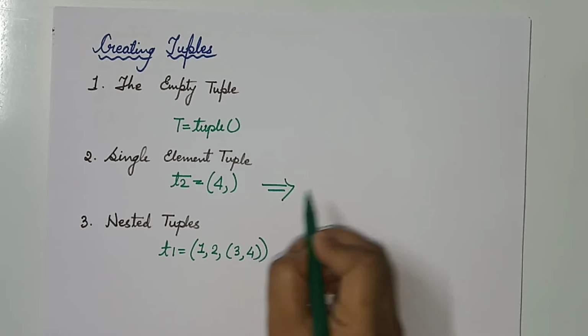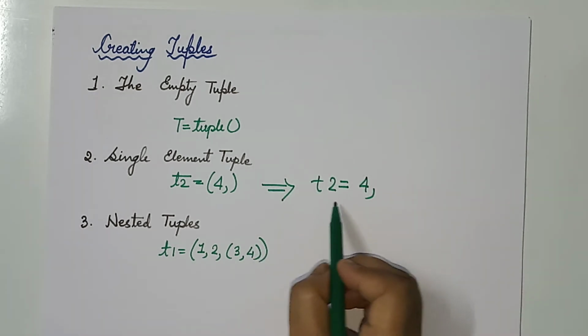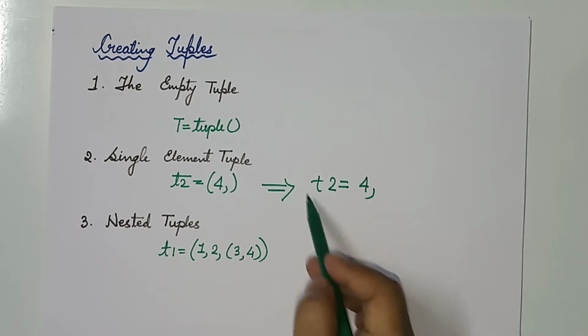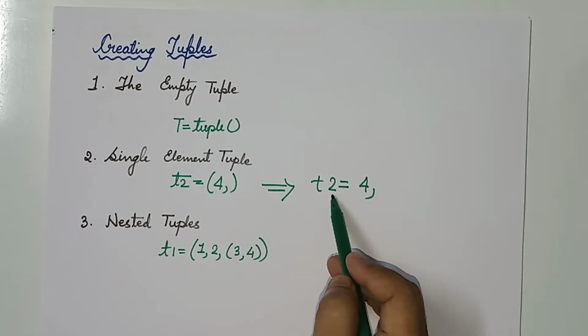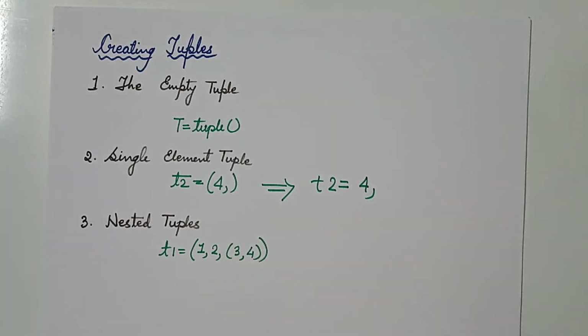It is equivalent to this statement also. You may write it like this also. Both are the same. When you execute, you will see that T2 contains 4 as a single element. Nested tuples means tuples inside tuples. 1, 2, (3, 4): here (3, 4) is a nested tuple. Here we have only 3 items: 1, 2, and (3, 4) as a tuple.